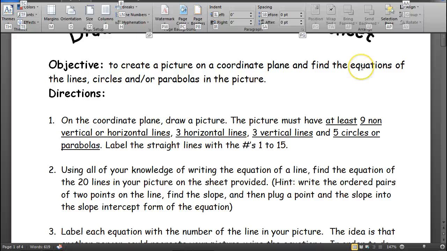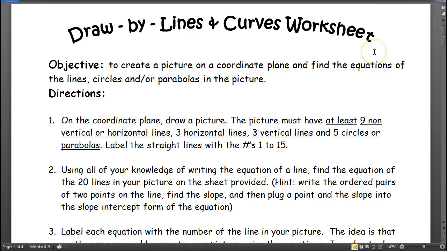Okay, so today I'm going to show you how to do the draw by line project, or draw by line worksheet. For geometry, this is draw by line and curve, but for you guys, it was just draw by lines. You didn't need any curve, okay?